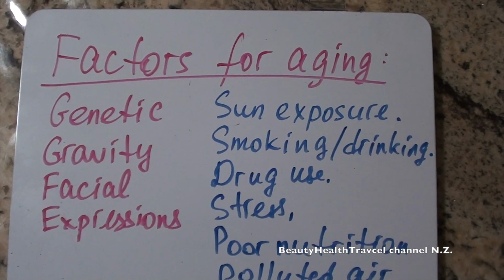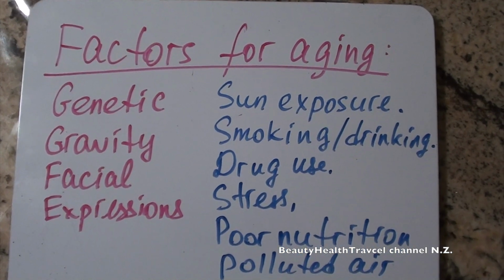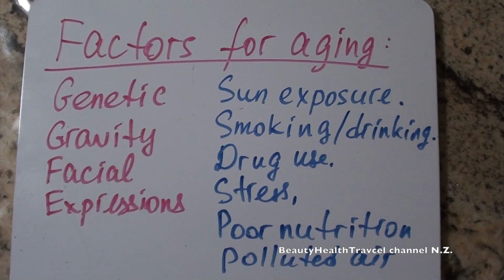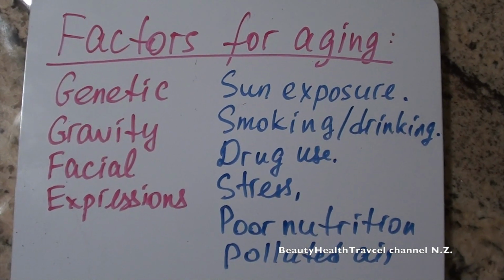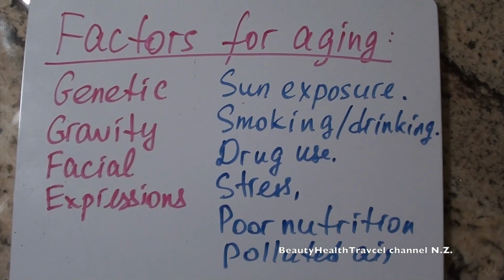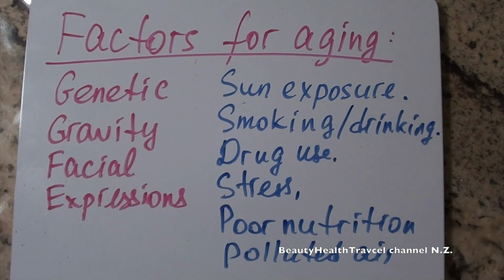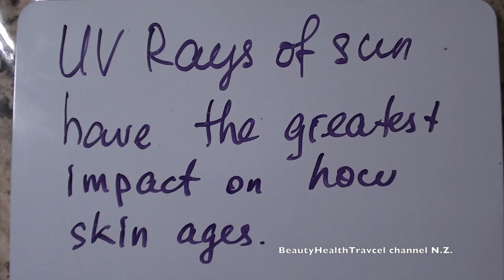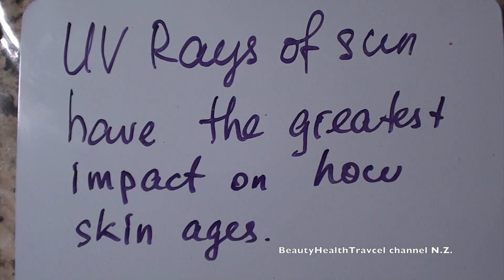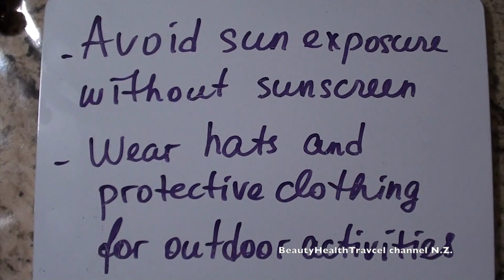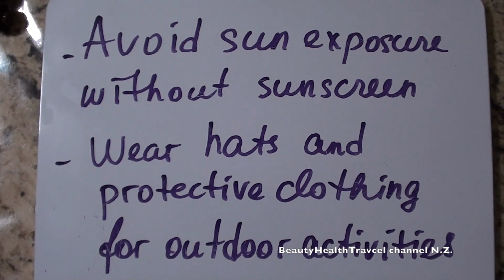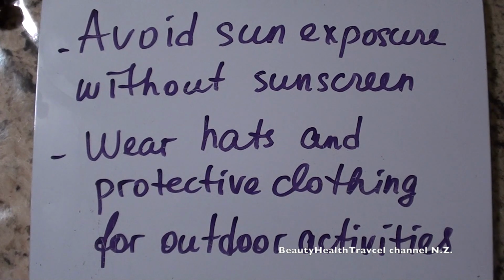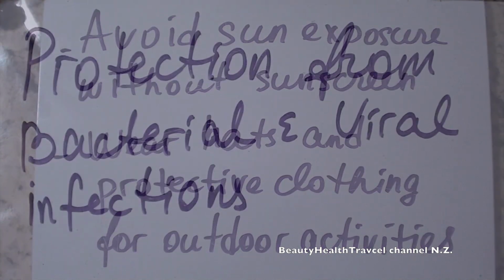Factors for aging: genetic, gravity, facial expressions, sun exposure, smoking, drinking, illegal drug use, stress, poor nutrition, polluted air. Ultraviolet rays of sun have the greatest impact on how the skin ages. Avoid sun exposure without sunscreen. Wear hats and protective clothing for outdoor activities.